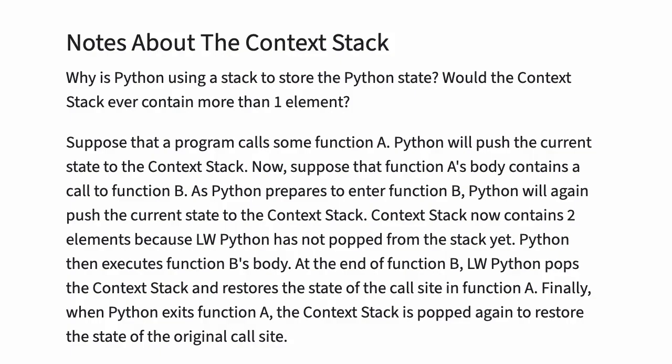Python then executes function B's body. At the end of function B, LWPython pops the context stack and restores the state of the call site in function A. Finally, when Python exits function A, the context stack is popped again to restore the state of the original call site. As we can see, every time we make a function call, the context stack grows by 1. Then, as Python completes the function calls, the context stack shrinks, eventually becoming empty again.